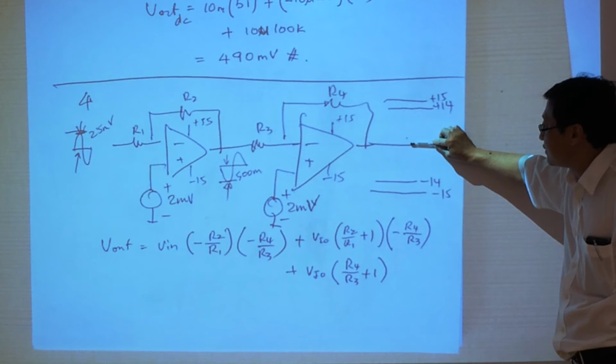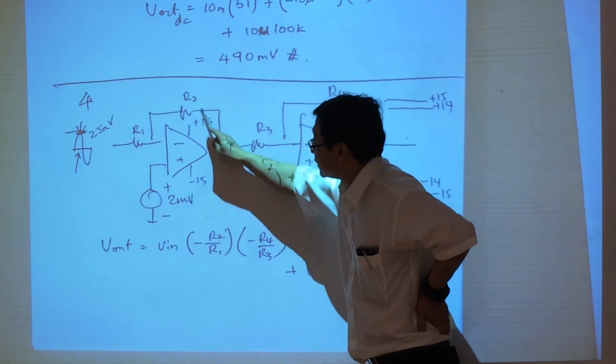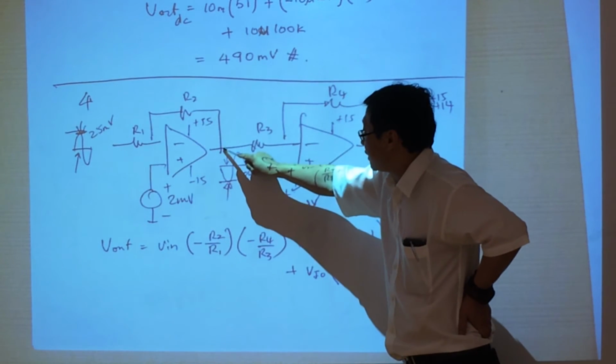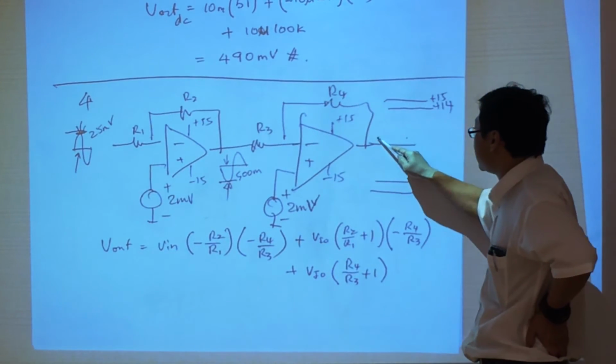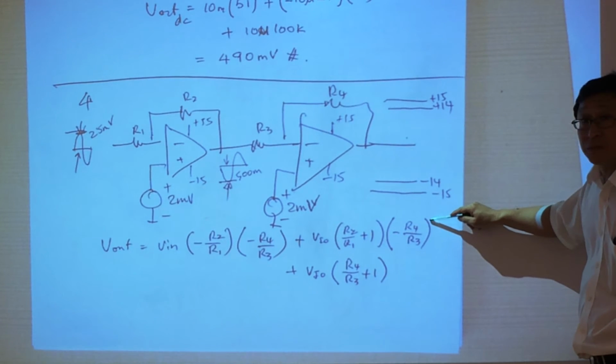Let's take a look at the DC voltage at the output. The first offset goes through a non-inverting gain to this point. Then it goes through an inverting gain, and therefore this is your first offset to the output.